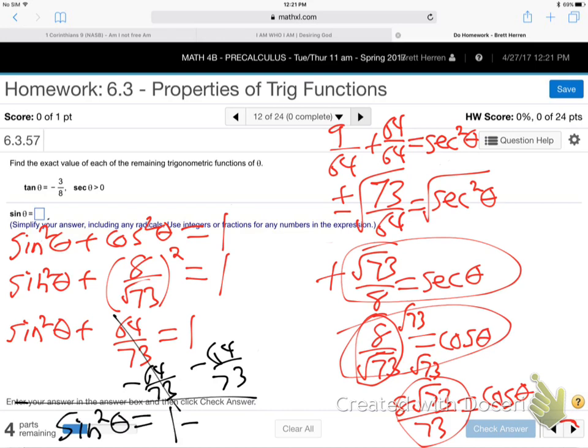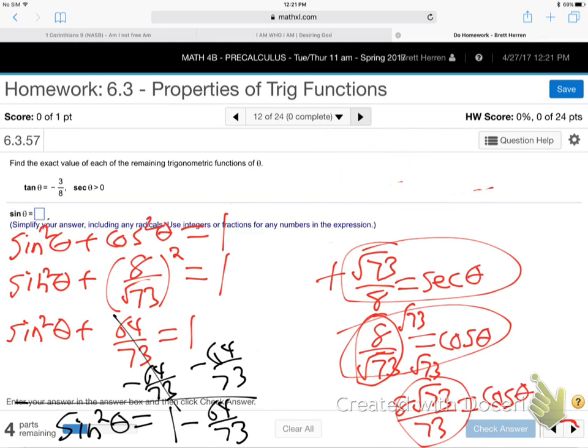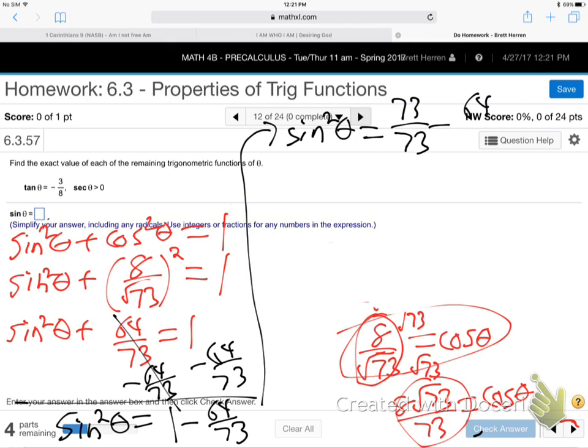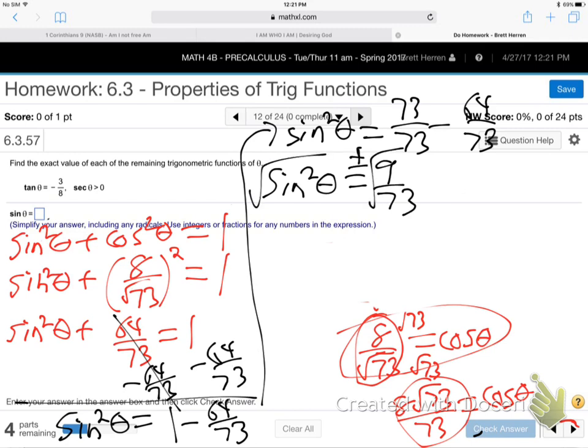So sine squared is 1 minus 64/73. I have to come up here. Not losing you. Sine squared is 1, which is 73/73 minus 64/73. Sine squared is 9/73. Root it, up and down the ladder. So sine is plus or minus 3 over the root of 73.